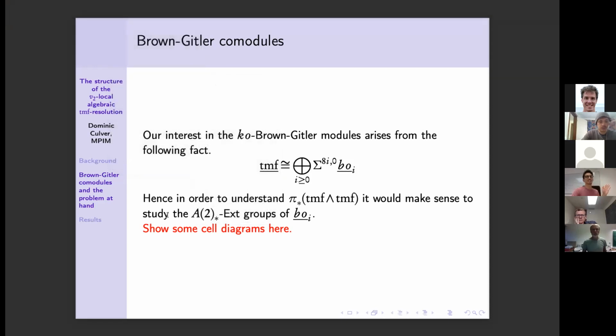It's not crazy important, but BO1, I'll just say it in words. It's a 4-cell complex. It has a cell in degree 0, a cell in degree 4, a cell in degree 6, and a cell in degree 7. The 6 and 7 cells are connected by a Sq1, 6 and 4 are connected by a Sq2, and then the 4 and 0 cells are connected by a Sq4.